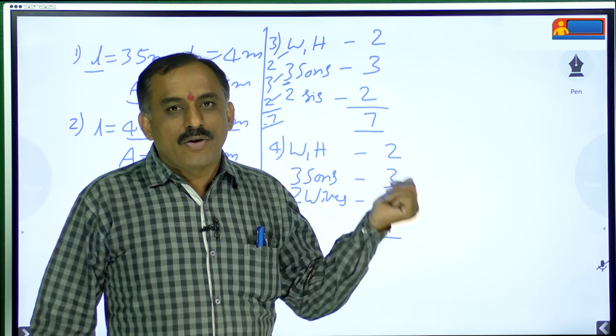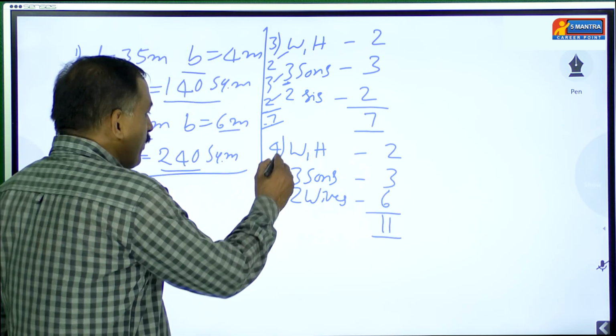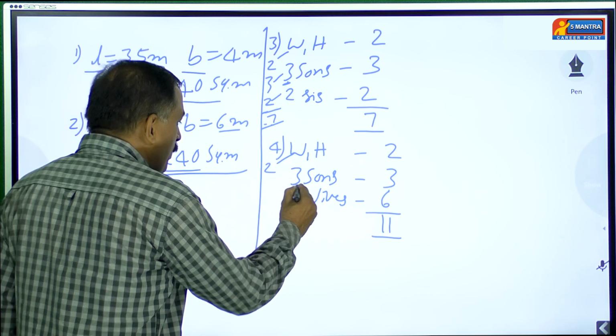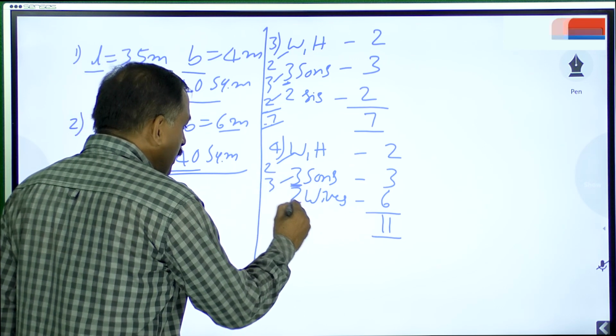In the same program, take the fourth question values. Wife and husband 2. It is 3. Again it is 2.